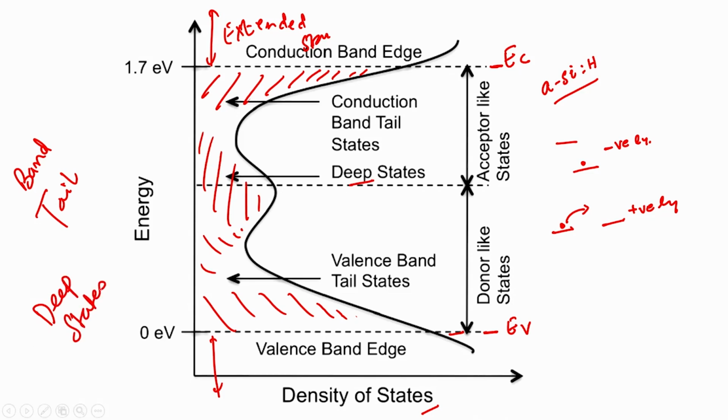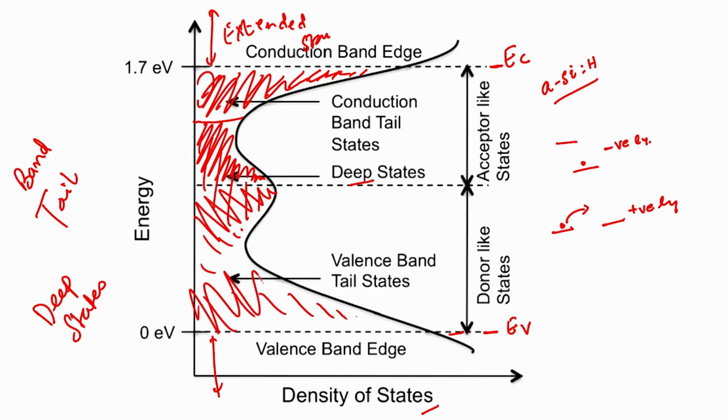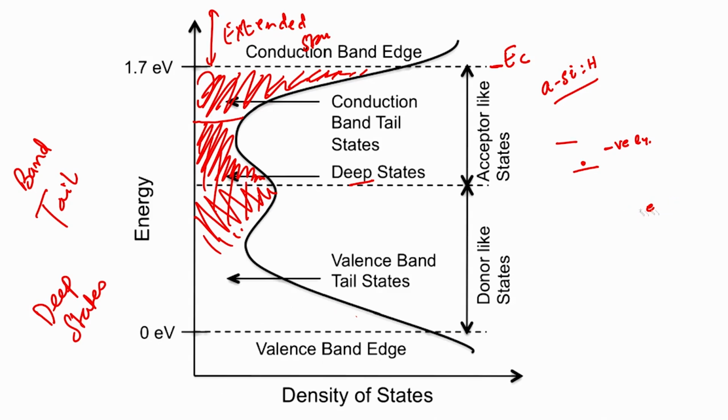Therefore, one can have acceptor like band tail states, that are basically the states here. One can have acceptor like deep states, which are the states here close to the mid gap, but above the Fermi level. One could have donor like deep states, which are the states located here, and one could have donor like tail states, which are the states located here. So, these are the definitions associated with the density of states diagram for amorphous semiconductors.